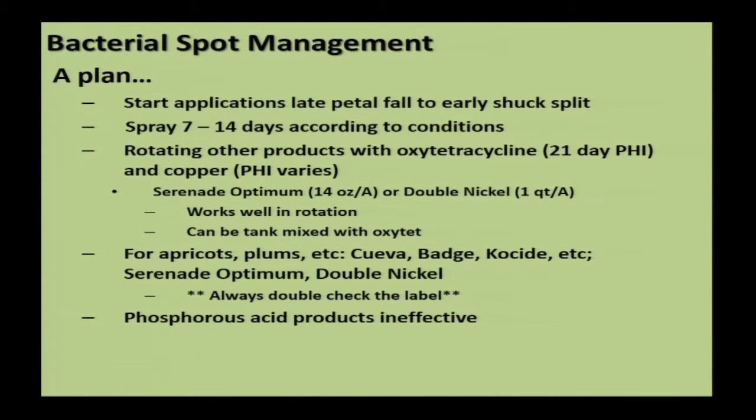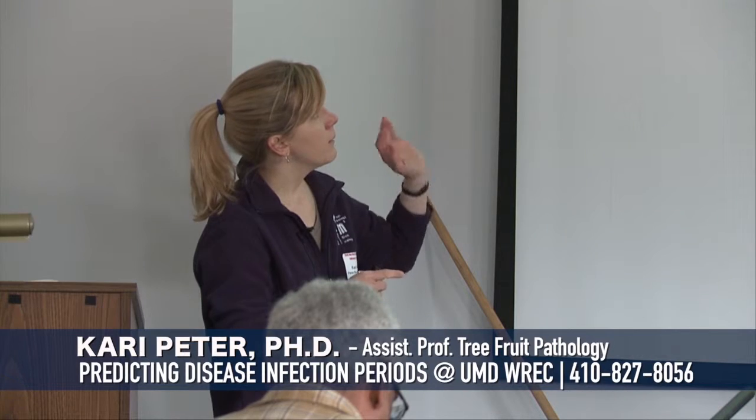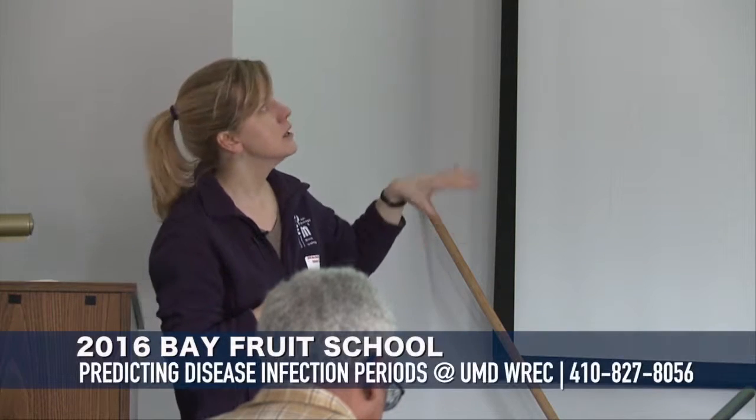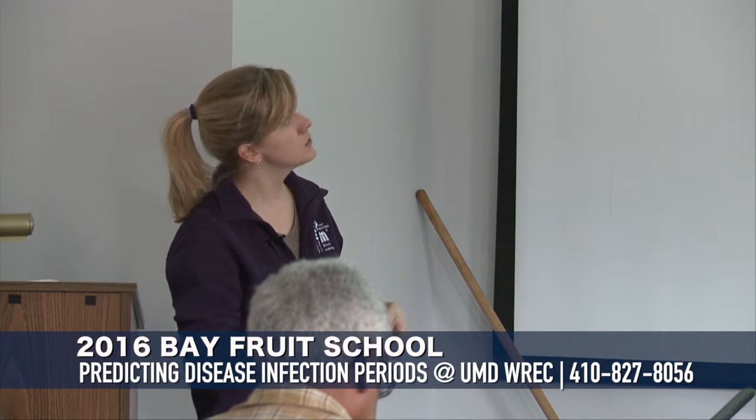You need to be rotating multiple products. There isn't a silver bullet. Oxytetracycline is your antibiotic of choice. We'll talk about copper this afternoon. Serenade Optimum also works well. As far as your alternative stone fruits, such as apricots, plums, pluots, these aren't labeled. Oxytet's not labeled for these fruits, so you have to be mindful of those.